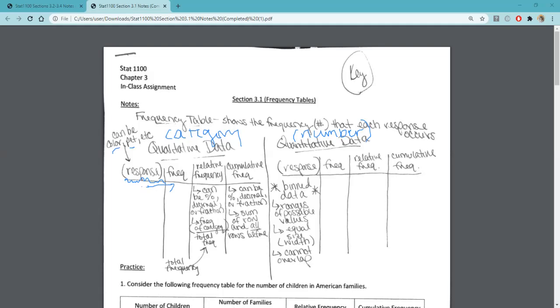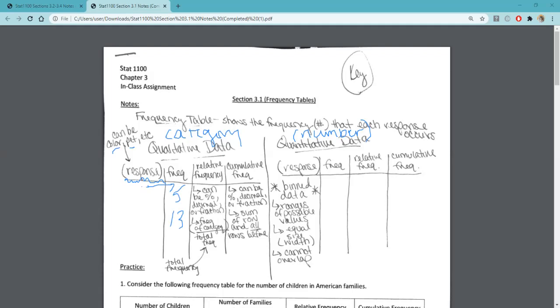To get the frequency, people may do tallies, and that's okay, but just make sure that in our final frequency table, we do not keep tallies in this column. We end up having a number like 5 or 13, etc.